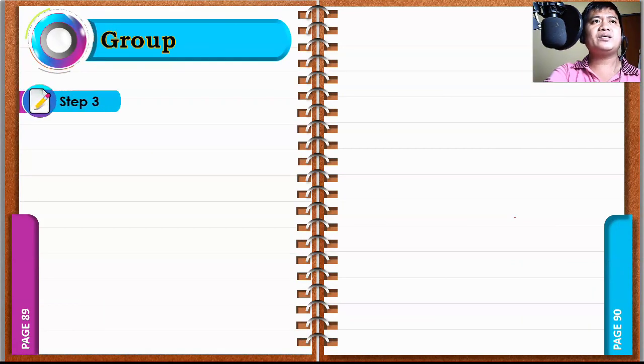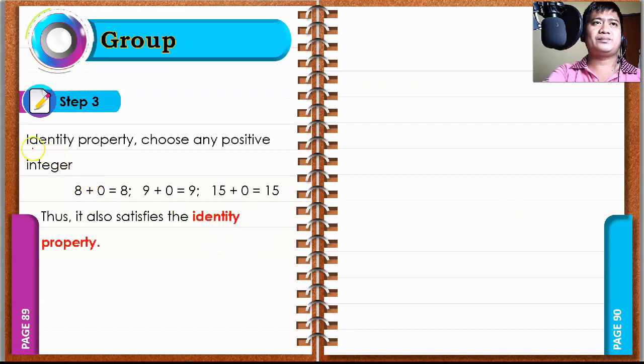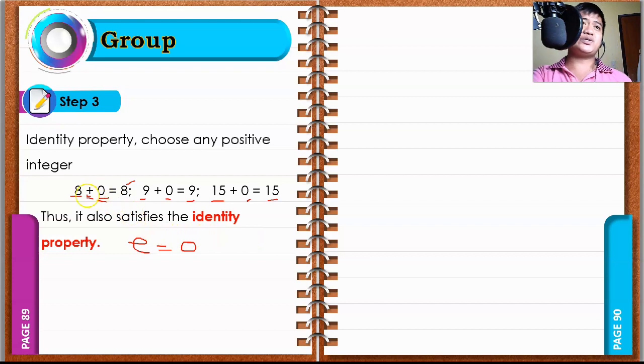Step 3, we need to identify the identity element. For the identity property, we have to choose any non-negative integer. Since this is addition, we need to add 0 so that the result is the same number. If our example is 9, we add 0, then the result is 9. 15 plus 0, and the result is 15. So it also satisfies the identity property, and the identity element E is equivalent to 0. So the identity element in addition of non-negative integers is 0.